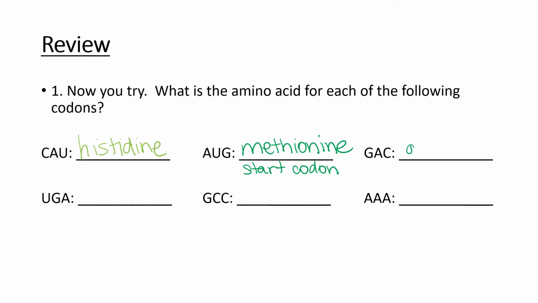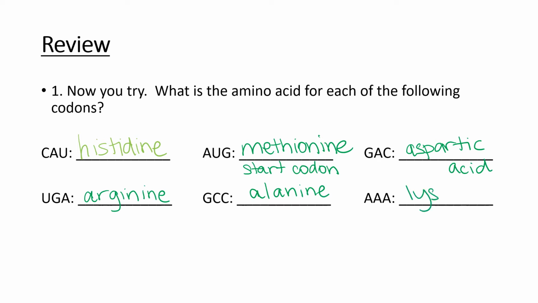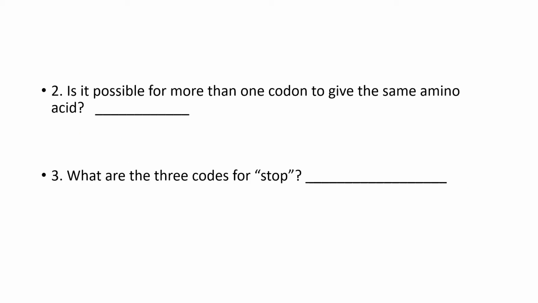GAC is aspartic acid. UGA is arginine. GCC is alanine. And AAA is lysine. Okay, and that's just right off of that codon table. You'll always be given one. Do not need to worry about memorizing anything for it.